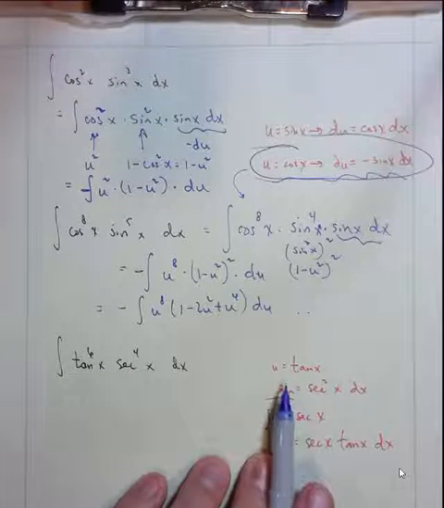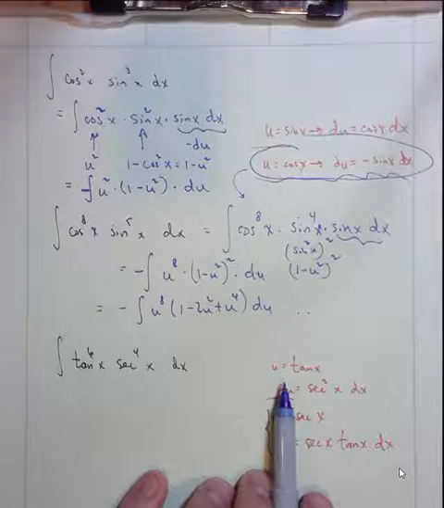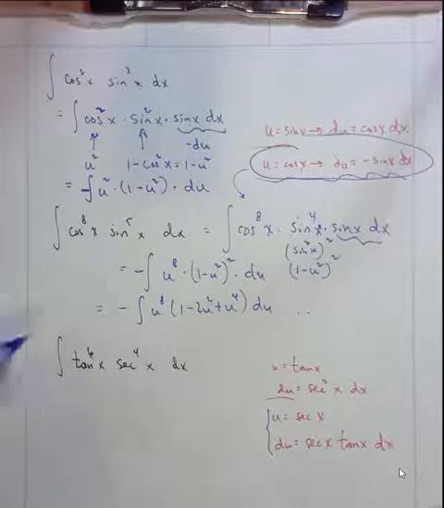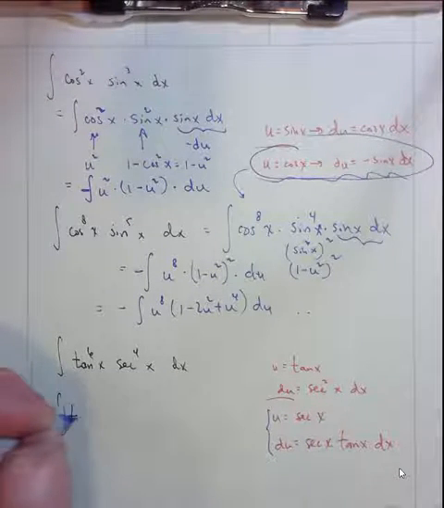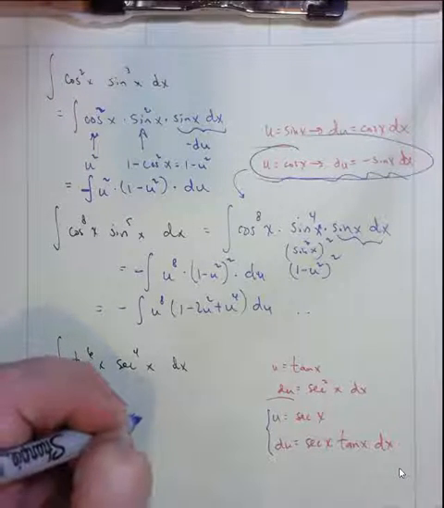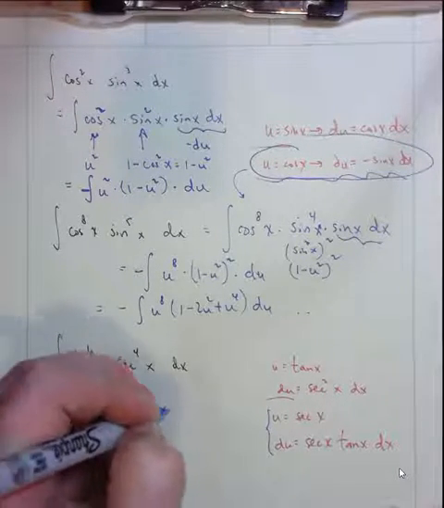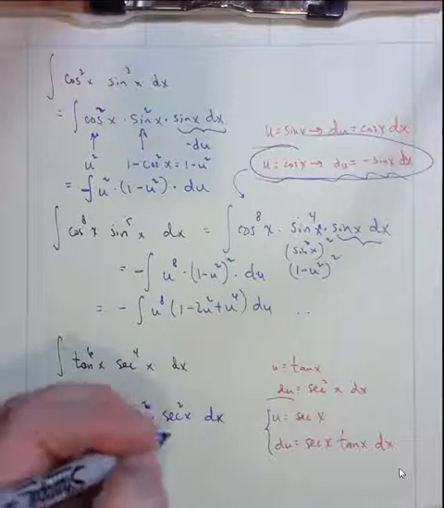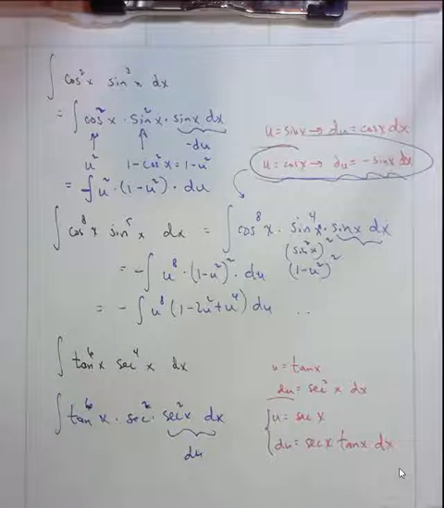So maybe this one's better. To let u be tangent of x, that means I need 2 of the secants in reserve for du. Okay, so let's try that. Let's see if I can put 2 of the secant functions in reserve for du. Is this going to work out?